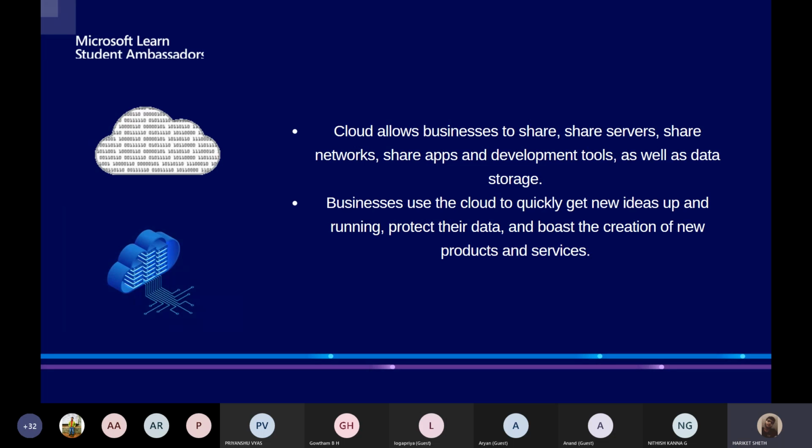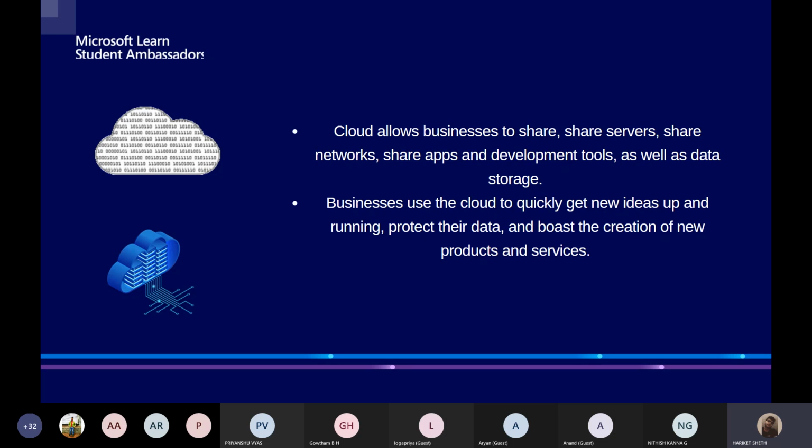After we have discussed why it is important and why it is so hyped up these days, let's move forward to what the exact meaning of cloud is. Cloud allows businesses to share their servers, networks, apps, development tools, as well as data storage. Businesses use these clouds to quickly get their new ideas up and running. It also involves protection of their data, and they can boost the creation of new products and services.